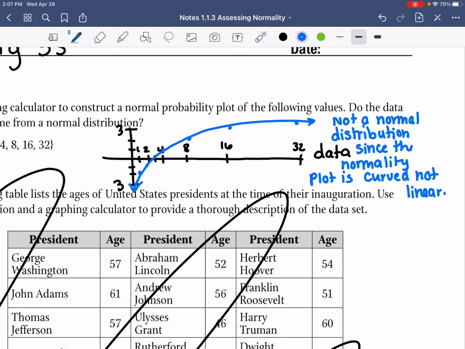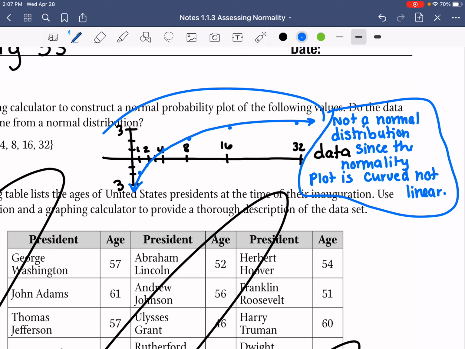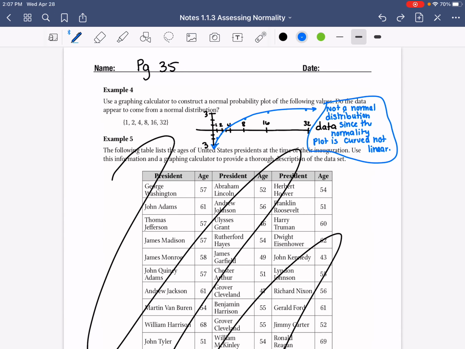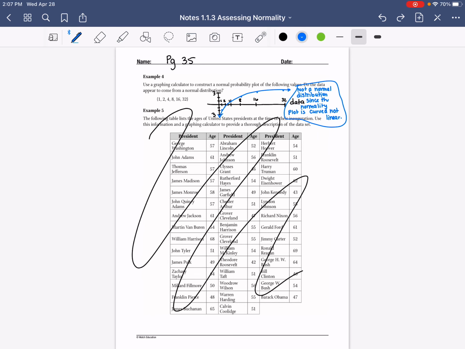So on your classwork homework, you will not actually have to create your own normality plot. The one normality plot question gives you the normality plot. You just have to look and see if it looks linear. Okay? All right, put these notes in your digital notebook and then do some practice.